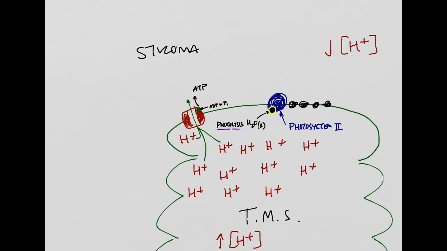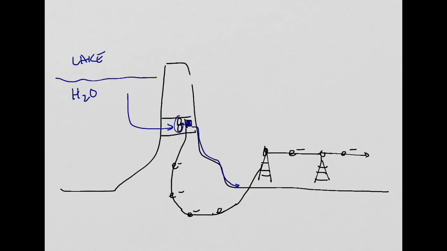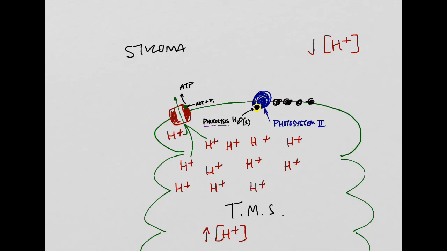Just in the same way that we saw the flow of water spun the turbine to create energy that is then moved to your homes to light your house. In this case, it's not electricity that's generated, it's ATP that's generated as the protons go scooting through there.